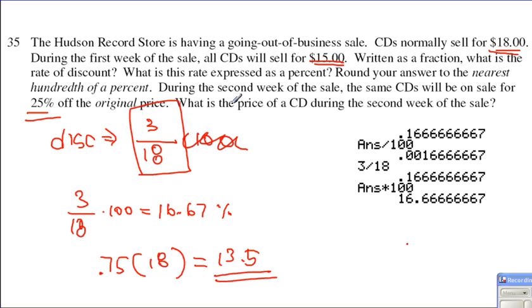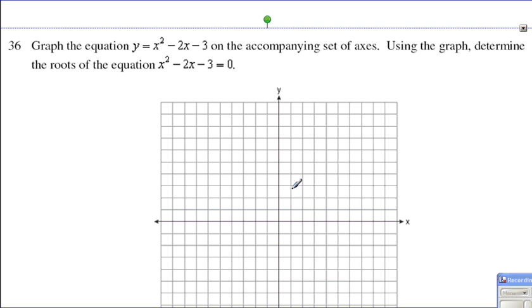Versus 15, I guess. What is the price of CD during this second week? It will be $13.50. Alright, let's move on. Here we have 2 sets of the graphs.